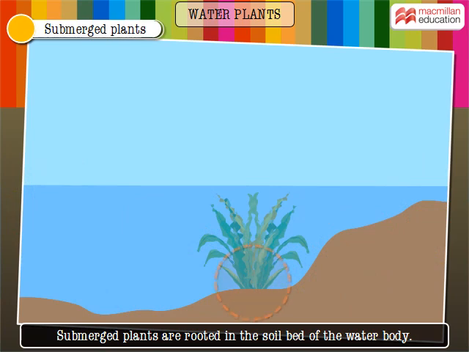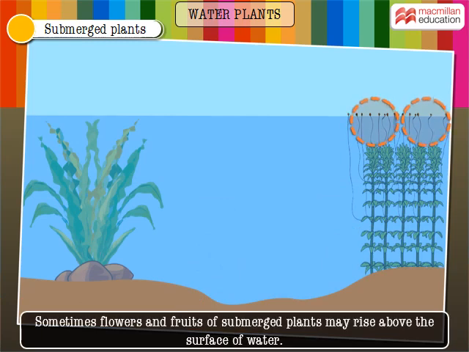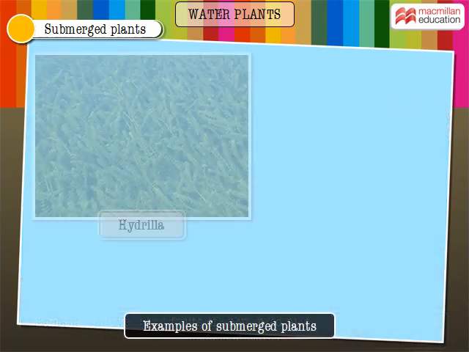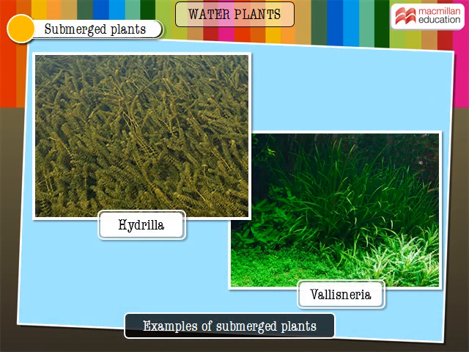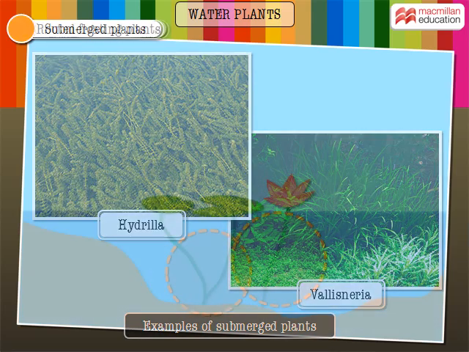Submerged plants are rooted in the soil bed of the water body. They are usually found entirely submerged in the water. However, sometimes flowers and fruits may rise above the surface of water. Hydrilla and Vallisneria are some examples of submerged plants.